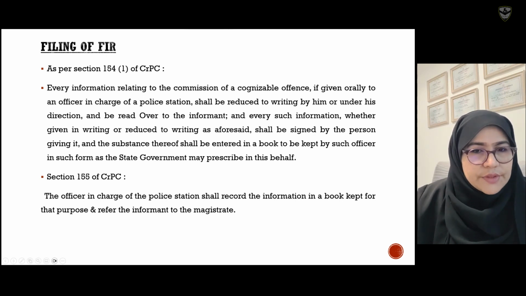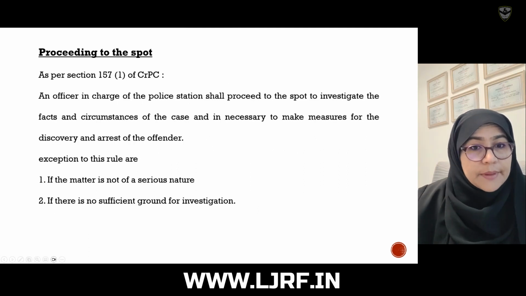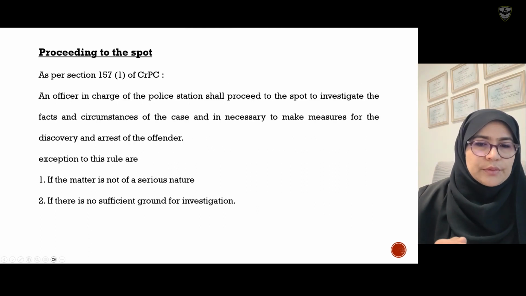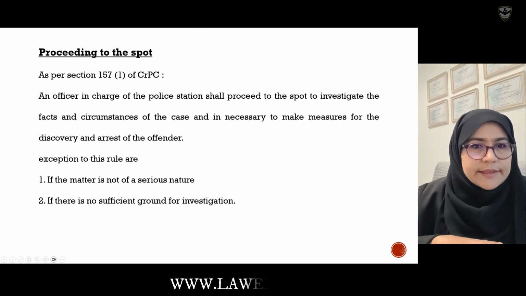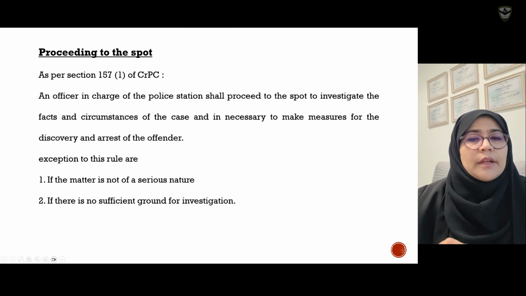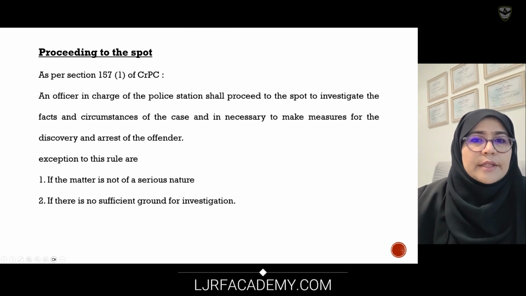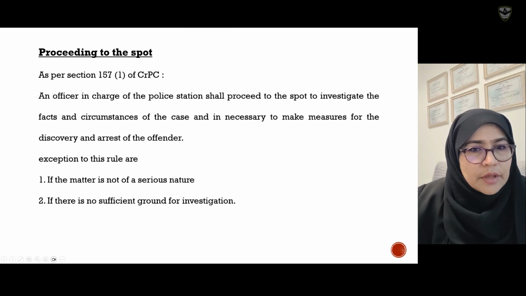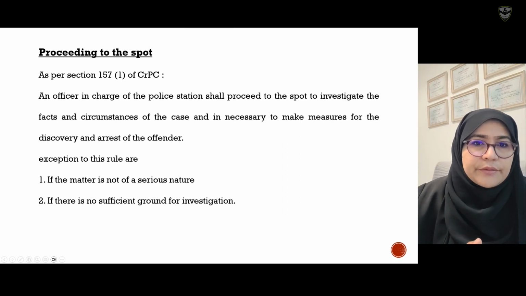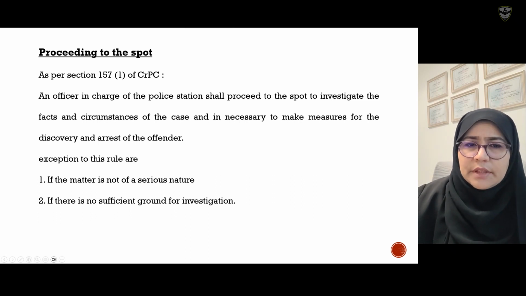So we saw the first step, filing of FIR. The next step is proceeding to the spot. After collecting all necessary information from the informant, the next step a police officer will do is to send a report to the magistrate who has the power to take cognizance of that offense. In case of a cognizable offense, he can start the investigation immediately without the order of the magistrate.